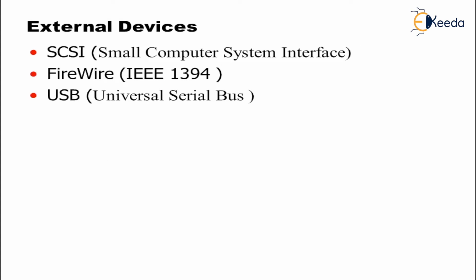Now, we were speaking about the external devices, where we have seen the example of the hard disk, and these were a few examples of what we have seen in the previous slides. Now, let us go ahead and check what the external devices are. One is the Small Computer Small Interface system, FireWire, IEEE 1394 standard, and USB, Universal Serial Bus.